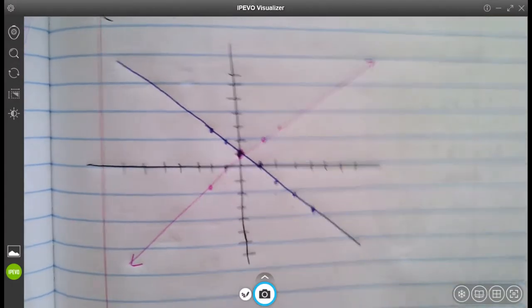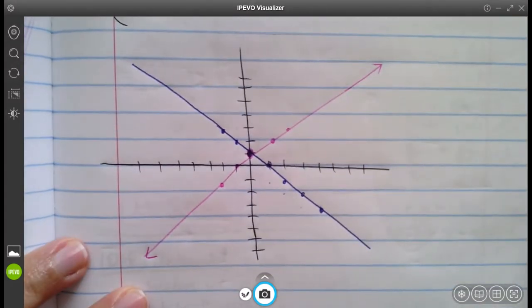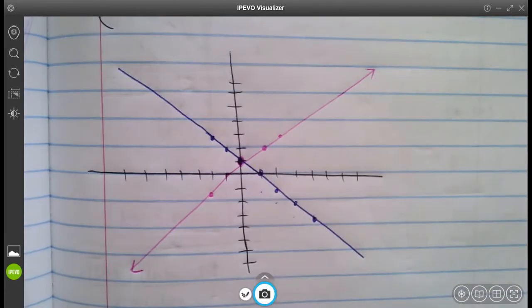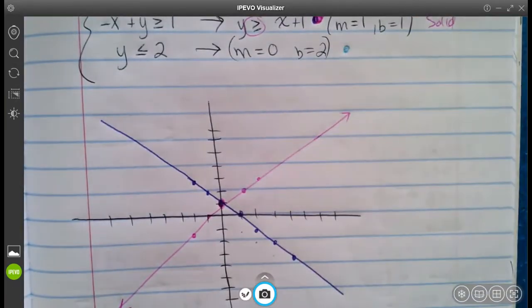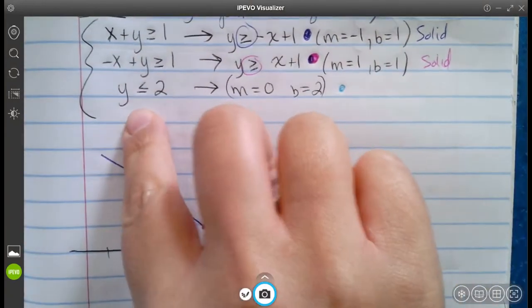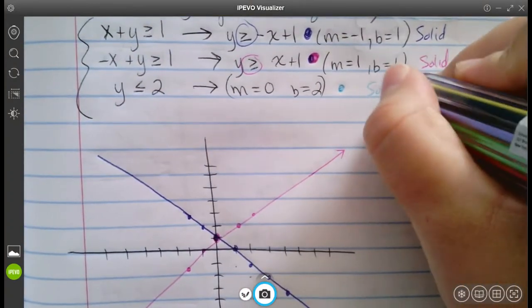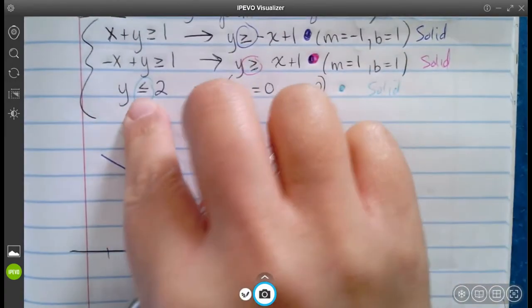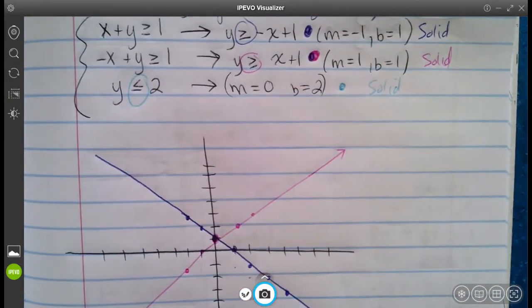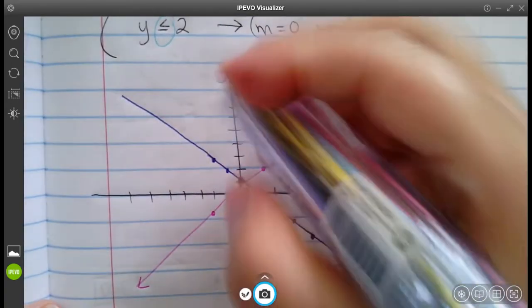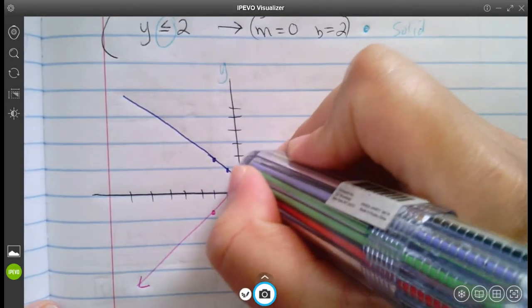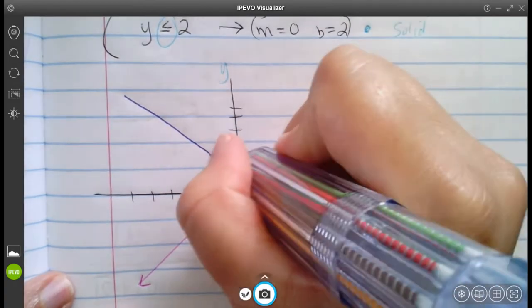And then the last one is y is less than or equal to 2. Let me see if I can get a different color. There we go. This one is also going to be a solid line because of the little line underneath the inequality. We're going to go to 2 for this one, so here's my y-axis. I'm going to find 2, and there it is. I'm just going to put a line straight across.